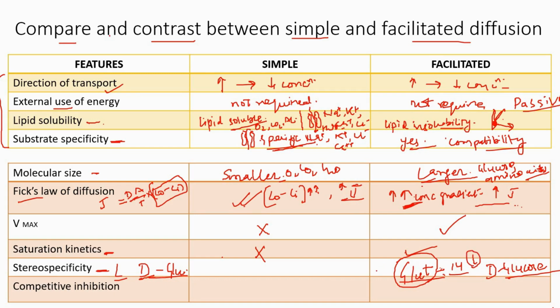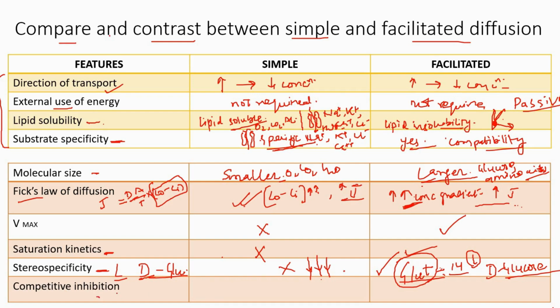So stereospecificity is present in case of facilitated diffusion, whereas stereospecificity is not present in case of simple diffusion, because it is not something where the substance has to bind somewhere. It is just going to cross the membrane. So the stereospecificity doesn't matter in the case of simple diffusion.